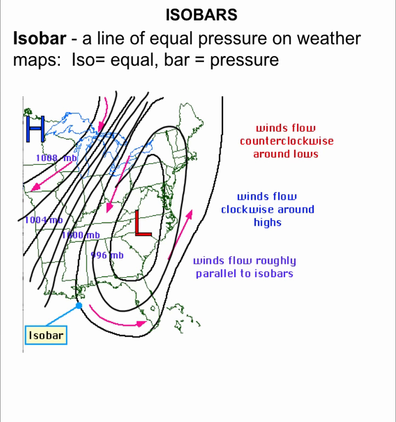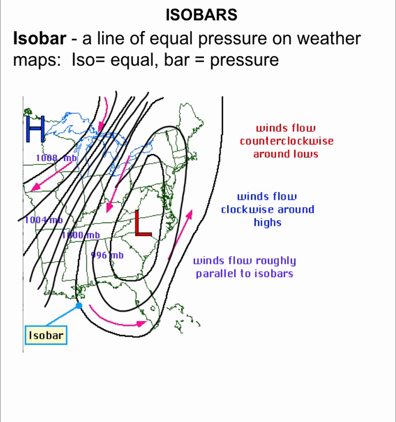All it is, is a line of equal pressure on a weather map, and we see these all the time. You'll be seeing them a lot on your weather maps. Each line is letting you know the gradient, or the change in pressure, by millibars. So bar means pressure, iso means equal, so isobar, equal pressure. So areas on that line have equal pressure.